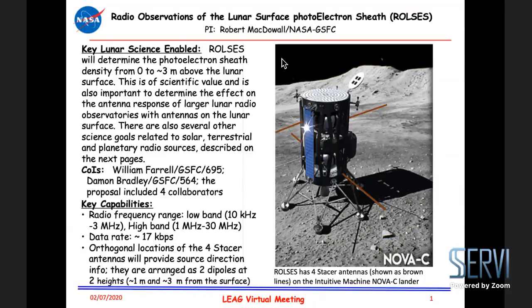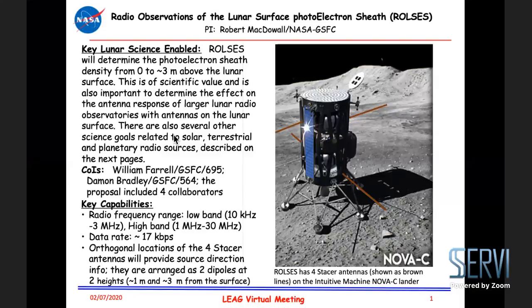Radio observations of the lunar surface photoelectron sheath is ROLSES. The primary goal is to determine the photoelectron sheath density a few meters above the lunar surface. And this has some scientific value for a variety of reasons. There are also several other goals, which is what we are going to discuss in the next few minutes.